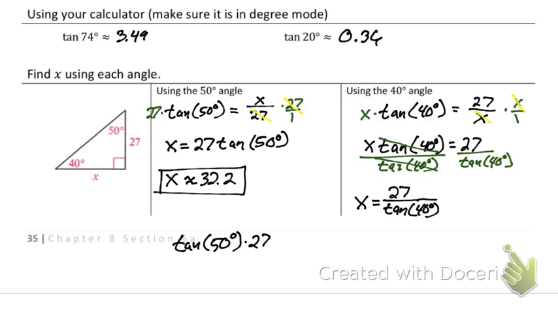Type that in your calculator and make sure you get the same answer I do. In fact, we already know what the answer should be. It better be the exact same 32.2, because that length can't change depending on what angle I'm using. It should be the exact same answer.